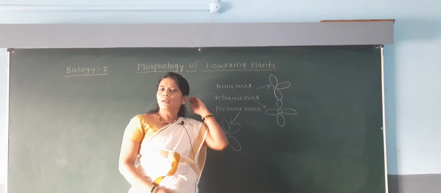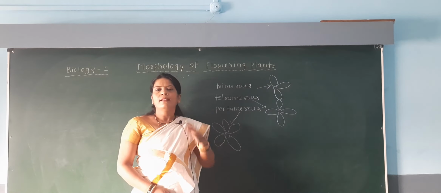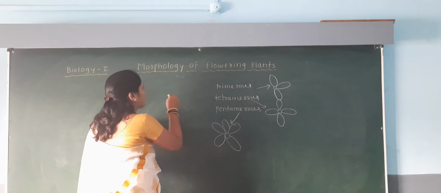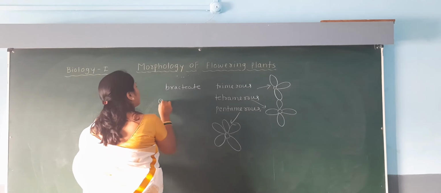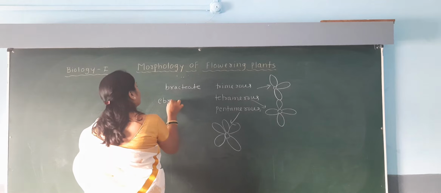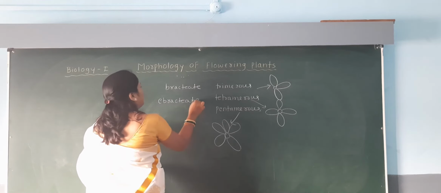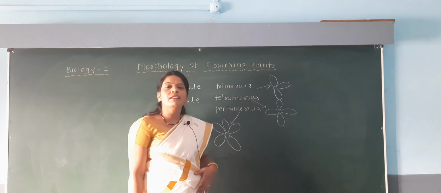Okay, and one more thing you have to remember: there are mainly 2 types of flower. One is called the bracteate flower and another one is called the e-bracteate flower. Bract means what?